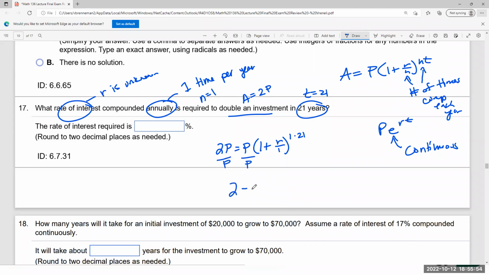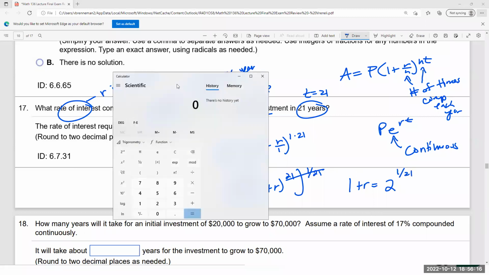All right, so to simplify, I can divide both sides by P here, so I get 2, and then I'm going to simplify a little bit, so (1 plus r) to the 21st power. Then I'm going to apply a 1 over 21 power to both sides to undo that power. So 1 plus r equals 2 to the 1 over 21 power. So you just have to put that into your calculator correctly.